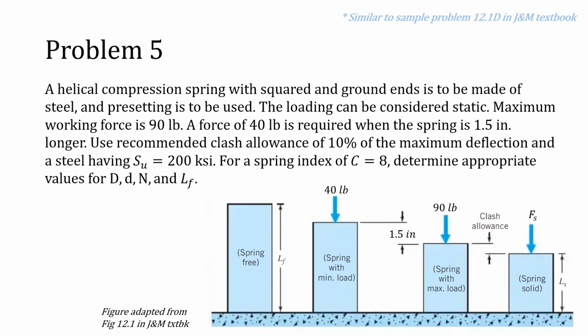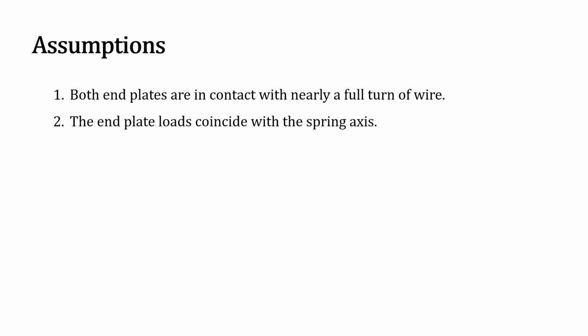So the first two assumptions here are very similar to what we had in problem 4. So number 1, both end plates are in contact with nearly a full turn of the wire. And then number 2, the end plate loads coincide with the spring axis. So again, those are the exact same assumptions we made for problem 4 with the spring situation we had there.